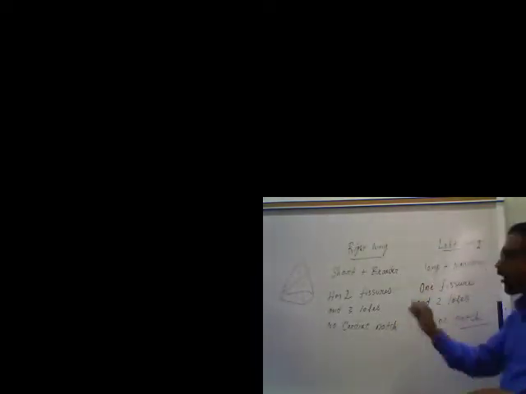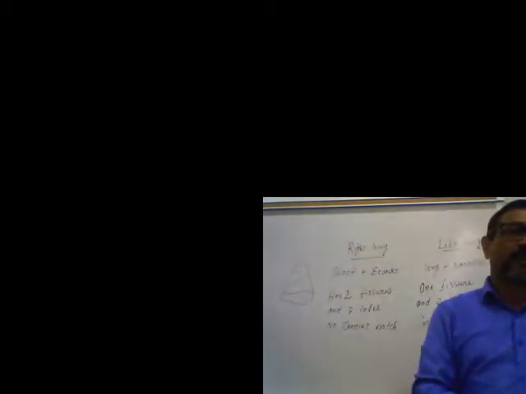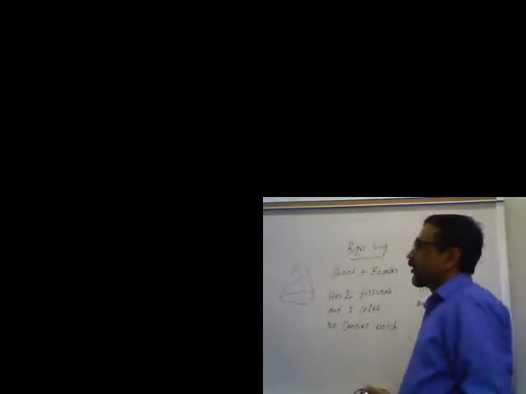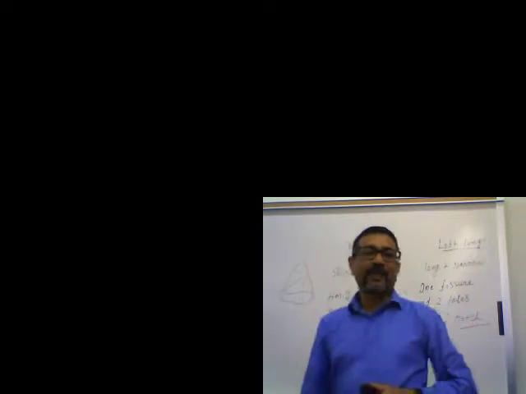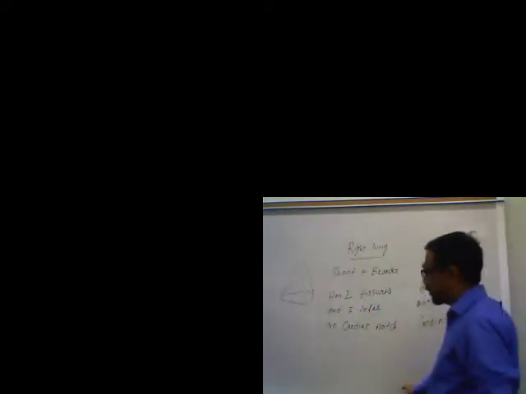Because the heart is mostly on the left side, and that notch is formed to give room to the heart. So if I ask you to tell me a few differences between the right and left lungs, you just mention these few things. Should be good. Okay.